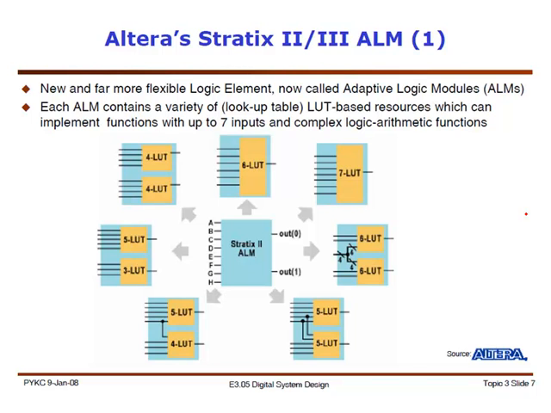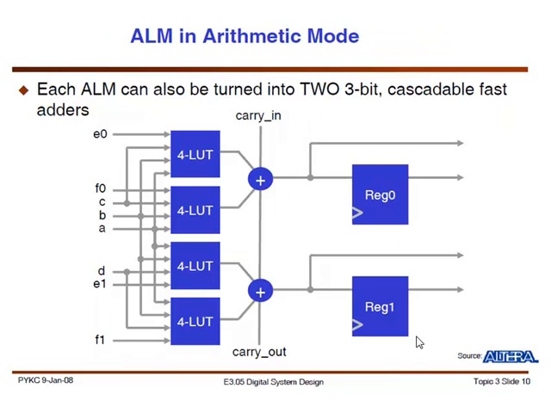And then this is how you can break up the ALM into 4 lookup tables, 2 4-LUTs, 1 6-LUT, 1 7-LUT, and any of these sharings of the inputs. So these are the different ways that you can implement lookup tables, and this is how you can use it for adders. So basically these would be carry in, carry out, the carry chain, and then you have your ABCDs that you would use to do addition.